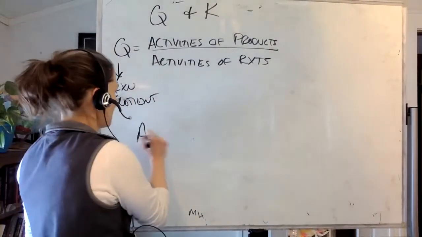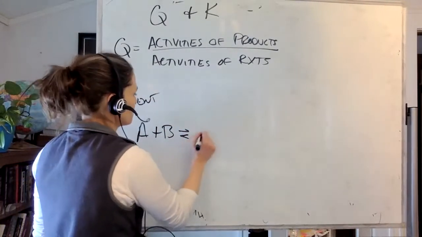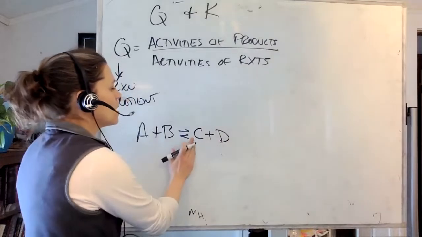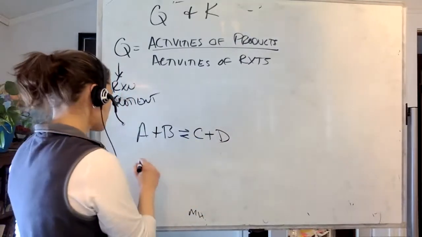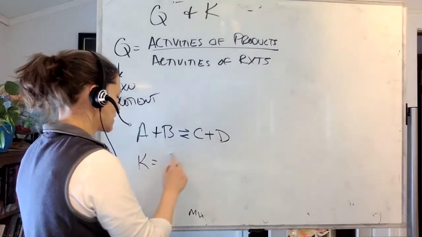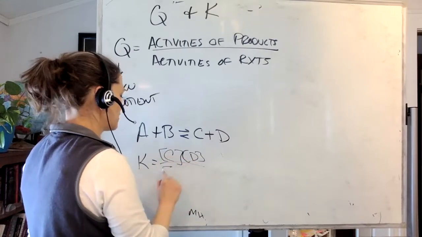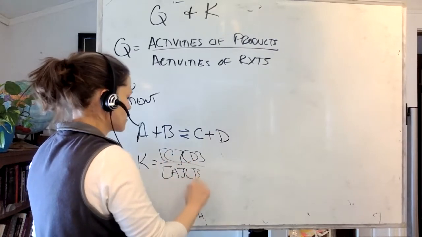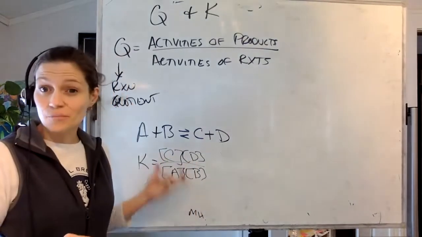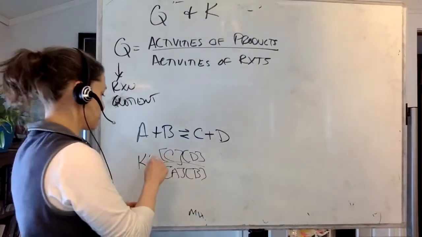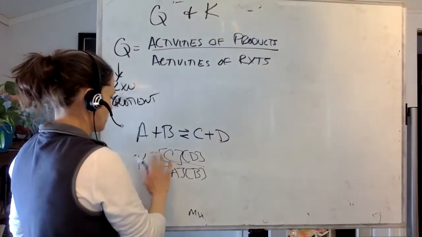If you've got A plus B in equilibrium with C plus D, I know you've done this with Deanna, then the equilibrium constant is going to be defined as the concentration of C, concentration of D, divided by the concentration of A, concentration of B. Cool. That's not completely correct. That is an approximation. Oops, that should be an approximation symbol.